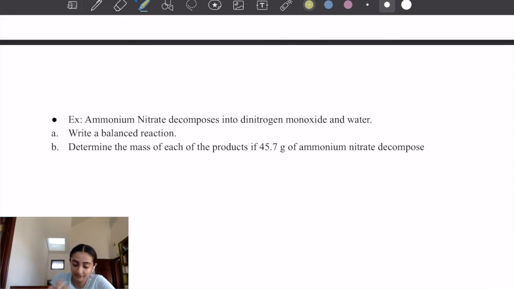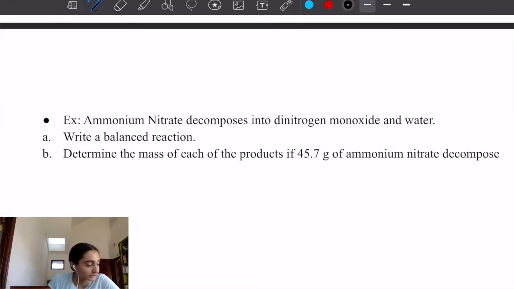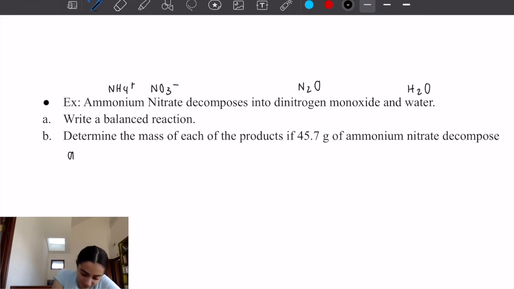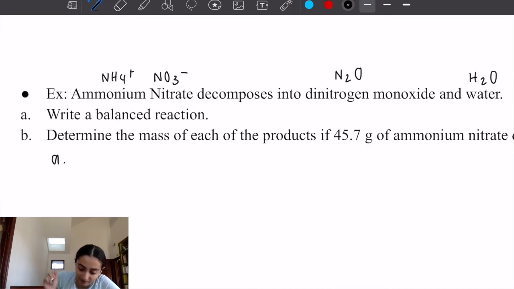So we have ammonium nitrate decomposing into dinitrogen monoxide and water. So ammonium nitrate would be NH4 plus and NO3 minus, and that would decompose into dinitrogen monoxide, so that'd be N2O and H2O. So now let's do part A, write a balanced chemical reaction.